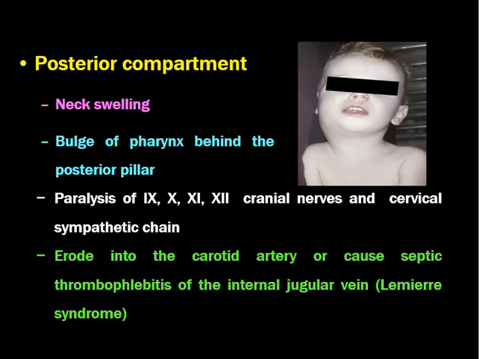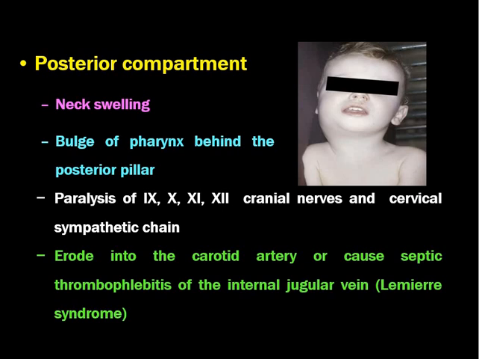The child or the patient presents with neck swelling, and there will be a bulge of the pharynx behind the posterior pillar. This should be understood. In the anterior compartment, the tonsils will be pushed medially, whereas in the posterior compartment, the pharynx itself will be bulged towards the medial aspect. So the tonsils as well as the posterior pharyngeal wall will be pushed medially in posterior compartment syndrome. But usually in the anterior compartment, the tonsils will be pushed medially.